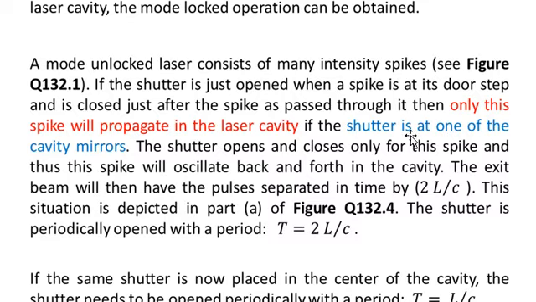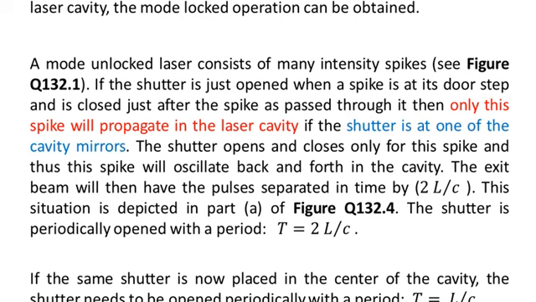If the shutter is at one of the cavity mirrors, this is the description relevant to that. The shutter opens and closes only for this spike, and thus this spike will oscillate back and forth in the cavity. The exit beam will then have pulses separated in time by 2L over C, equal to the round trip time of the cavity. This situation is depicted in part A of figure number 4. The shutter is periodically opened with a period capital T equal to 2L over C.